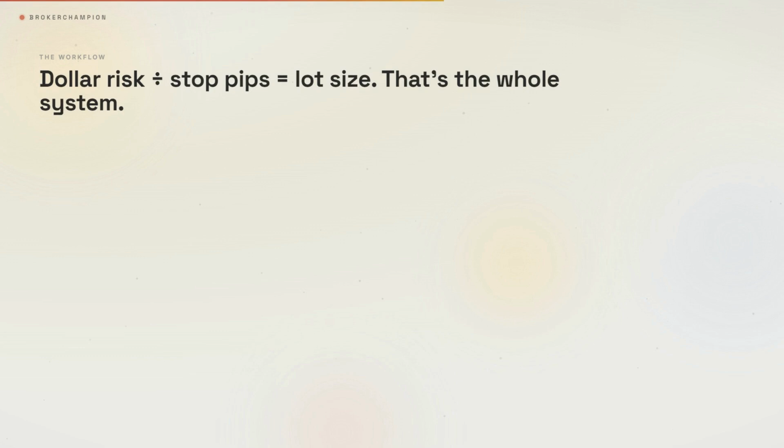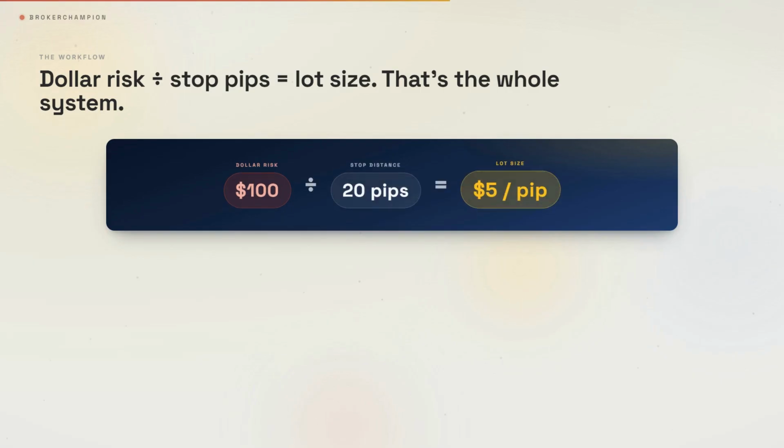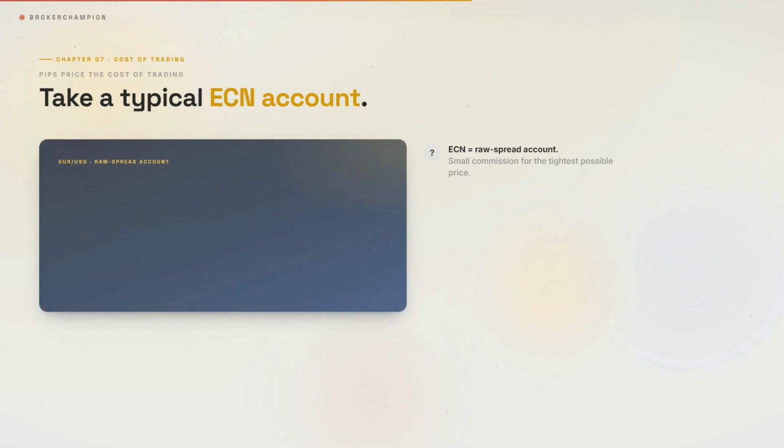Here's the workflow. Pick the dollar amount you're willing to lose on the trade. Divide by your stop distance in pips. The lot size falls out. That's it. That's the whole system. Pips give you a common unit that translates chart movement into account currency dollars. Lot size scales that unit up or down. Pips aren't just how price moves, they're how forex traders price the cost of trading.